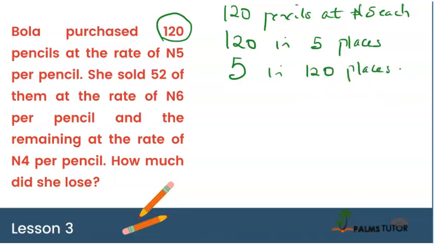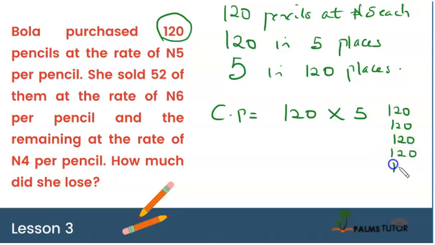What operation is this? Multiplication. Is that not so? That means our cost price will be 120 multiplied by 5 because we have 120 in 5 places: 120, 120, 120, 120, 120. Repeated sum, right? Instead of doing that, we can do it as multiplication. So if you do this correctly, you have what? 600 naira. It costs Bola 600 naira to purchase 120 pencils.